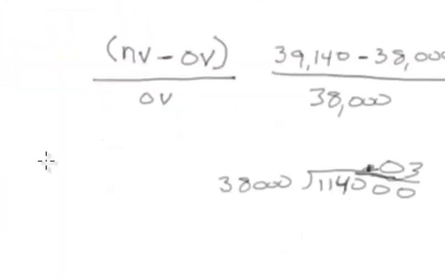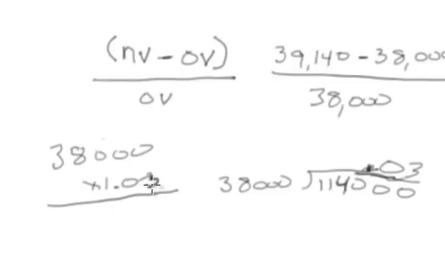So your 3% you're going to plug into a formula here, so you're going to do 38,000 times 1.03. And you got 0, 0, 0.3 times 8 is 24. So carry the 2. 3 times 3 is 9, 11. Then I'm going to have all zeros across here, since 0 times anything is 0.